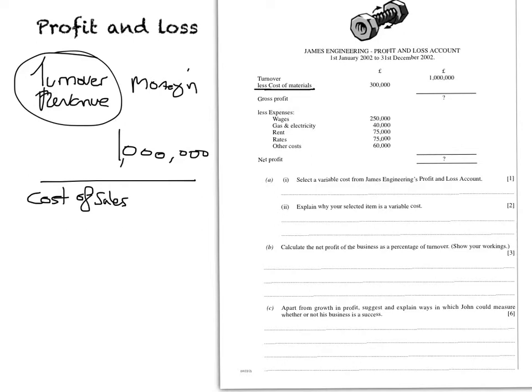So, cost of sales in this case are 300,000. So, have they actually made £1 million? No, because their cost of sales are 300,000. So actually, they've only made, and this is the third stage, a gross profit of 700,000. Now, just quickly, always do a little pound note here. Quickly, cost of sales. An easy way of remembering cost of sales are they're always the variable costs.